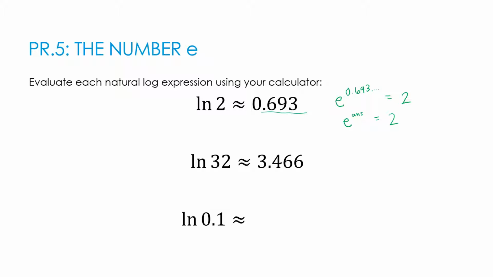Again, natural log of 32, about 3.466. Natural log of 0.1 is negative 2.303, and again, this goes back to if we've got a number between 0 and 1, then we're going to end up with a negative.